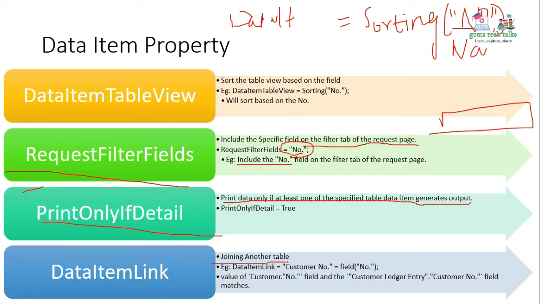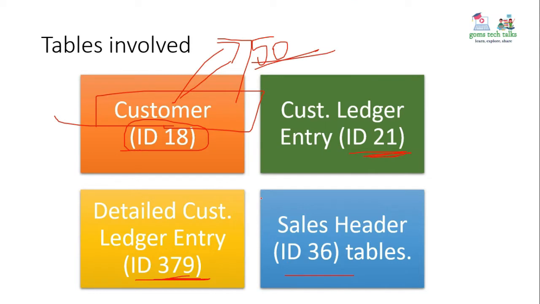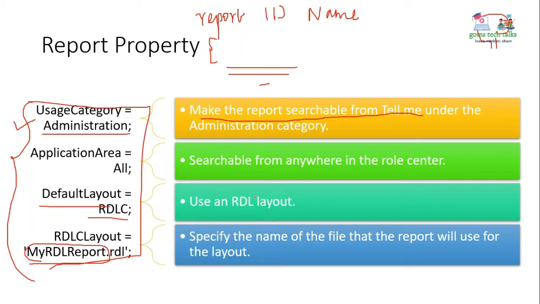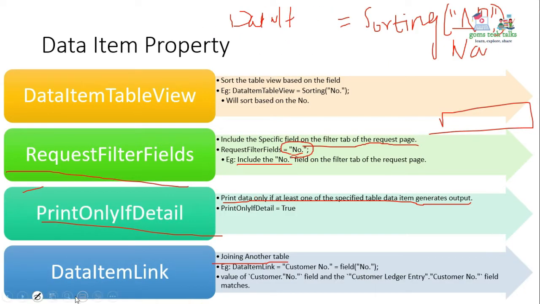Next one is the data item link. This is used to join two tables, because since we are going to use four tables, we have to combine these four tables. We have already discussed this data item link property in the query. If you have missed that part, please go and check that. So that is the query. How you can define the data item link, which is the property, and you have to tell on what two fields you are going to combine these two tables. Before that we'll be defining the table. So this is the property for data item.